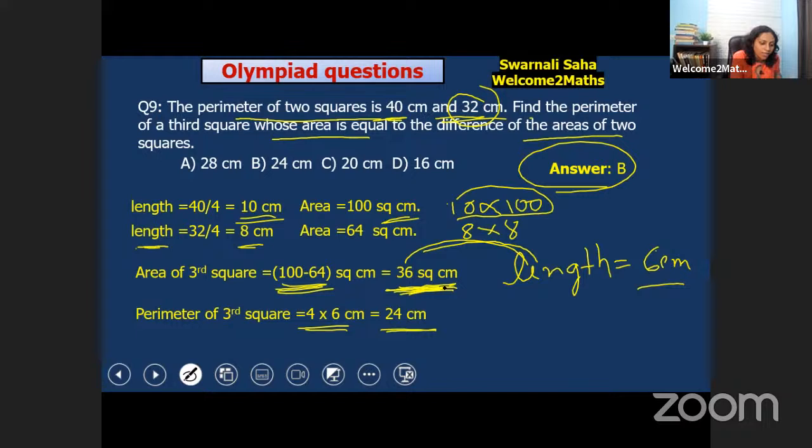So length would be how much? 6, obviously, because it's 36 area. So now square perimeter is equal to 4 into the length, 4 into 6, that is 24. Understood? So B is the answer. So now, Aradhya, understood now?